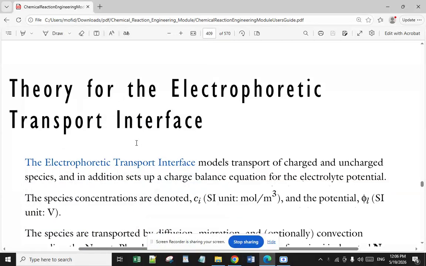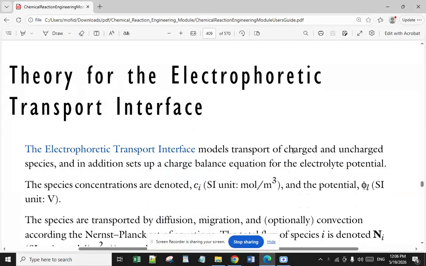In the name of Almighty God, I am Master Asankosha, and today I want to talk about the theory for the Electrophoretic Transport interface. The Electrophoretic Transport interface models transfer of charged and uncharged species, and in addition sets up a charge balance equation for the electrolytic potential.